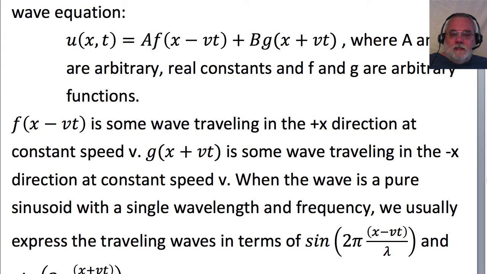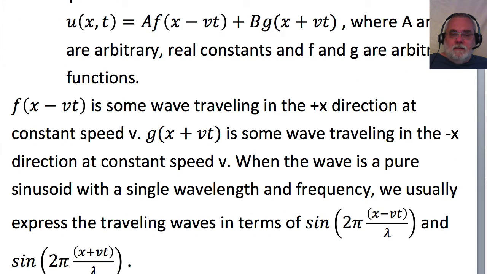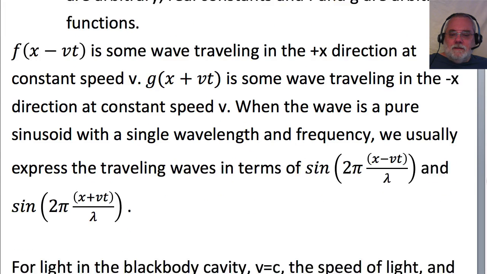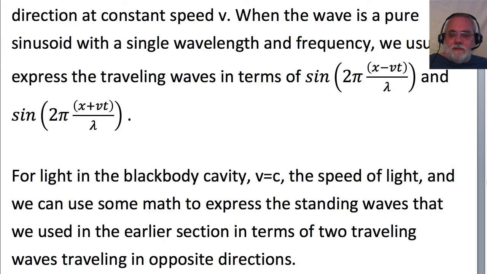When the wave is a pure sinusoid with a single wavelength and frequency, we usually express the traveling waves in terms of sine of 2 pi times x minus vt over lambda, traveling in the right direction, and sine of 2 pi times x plus vt over lambda, traveling in the left direction. For light, in the black body cavity, the velocity was c, the speed of light, and we can use some math to express the standing waves that we used earlier in the lecture in terms of two traveling waves traveling in opposite directions.